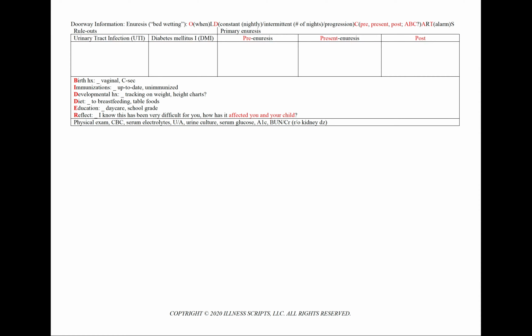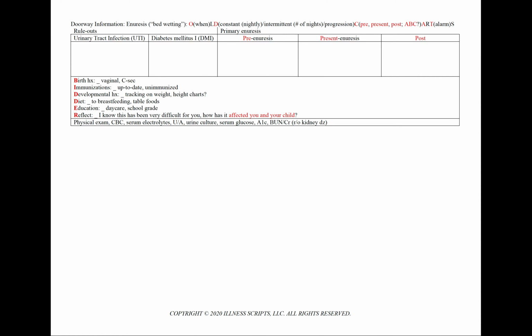Next, we'll want to note the progression. Does your child's enuresis appear to be occurring more frequently or more severely? Or if there has been no progression, we'll also want to state that in our patient note to show we've asked. To help characterize enuresis, we're going to use our technique of pre, present, and post, as we'll see below.